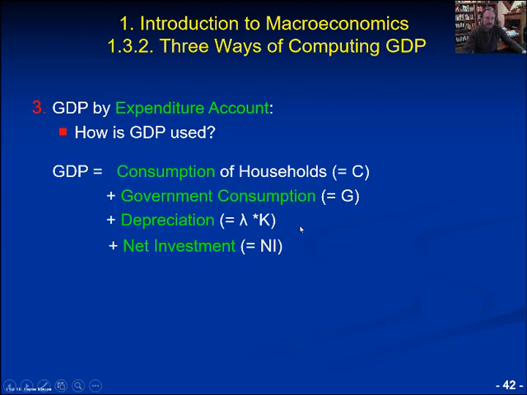Next component is net investment. So net investment is additional investment that makes the capital stock larger, if net investment is larger than zero, of course. Together, depreciation and net investment is total investment or gross investment. For gross investment we use the capital letter I, for net investment we use capital letter N and capital letter I.